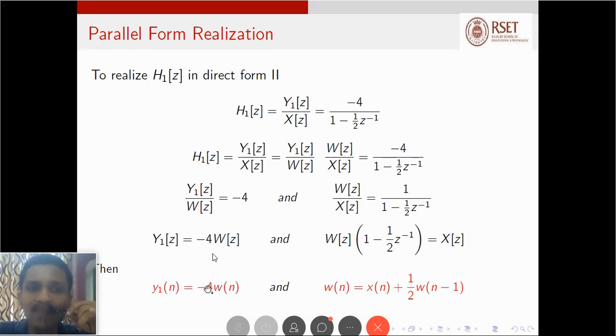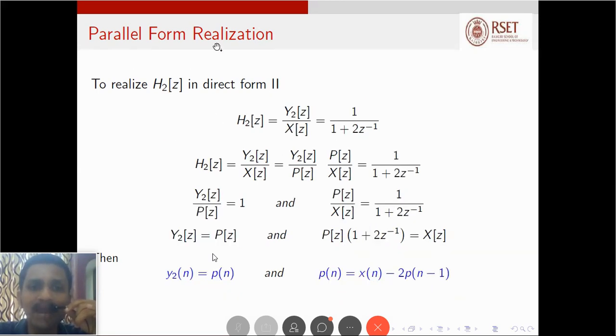Then take the inverse Z transform on both sides, or we are converting this into the time domain. Then you will get Y1 of n is equal to minus 4 W of n. Similarly, W of n is equal to X of n plus 1 by 2 W of n minus 1. Hope you got it. These are the equations for the direct form 2 realization of H1 of Z.